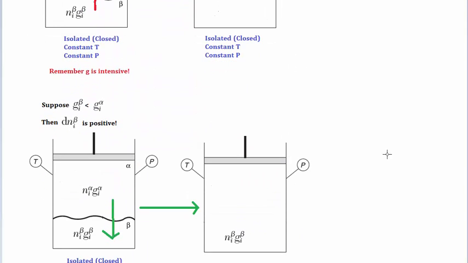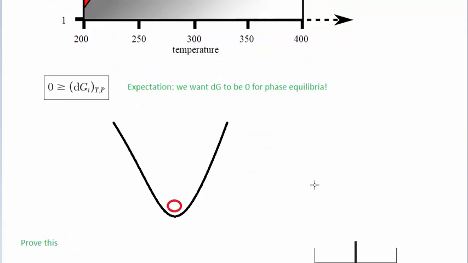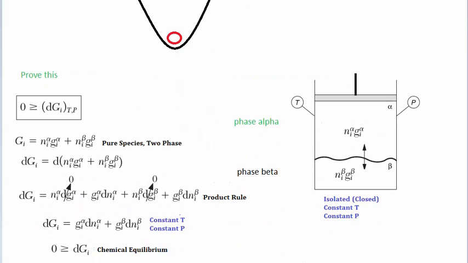If it isn't, either of these scenarios happen, where one of the phases is completely converted into the other phase. What we're saying is chemical equilibrium happens because chemical equilibrium is the bottom of this energy well. It is the most stable state that these two different phases can coexist in.